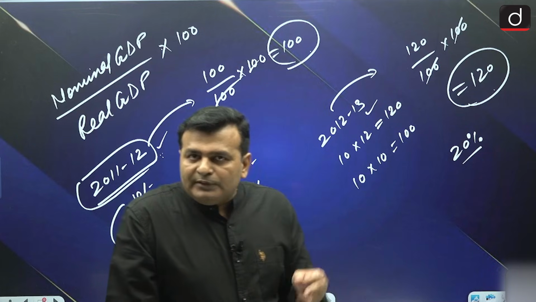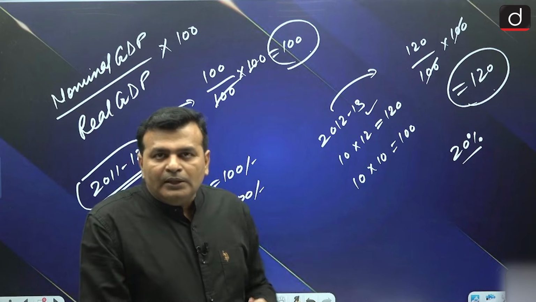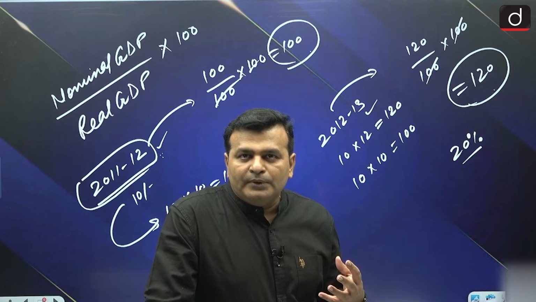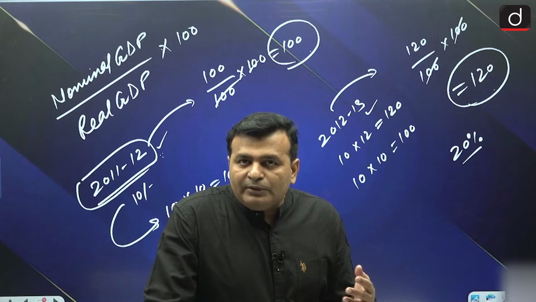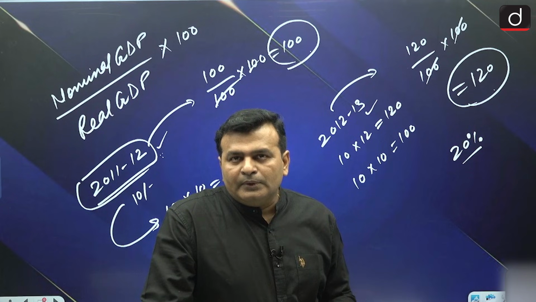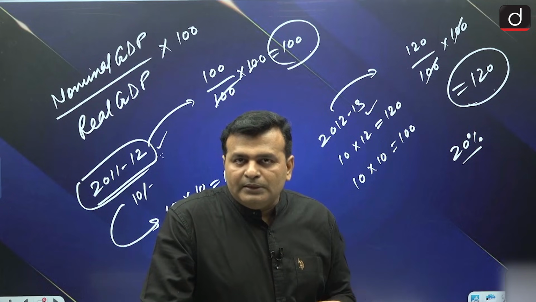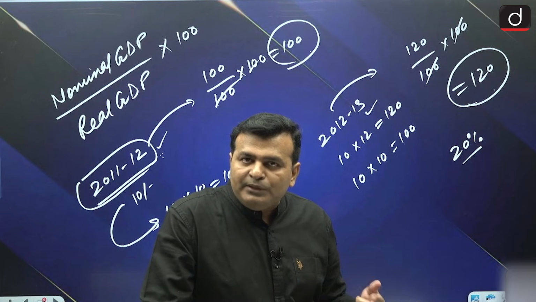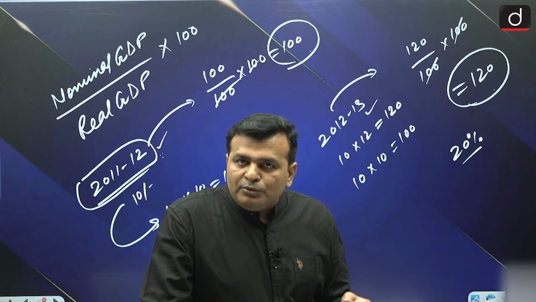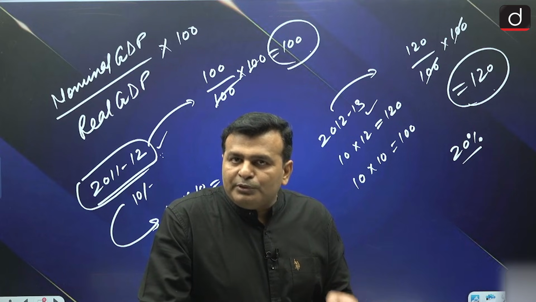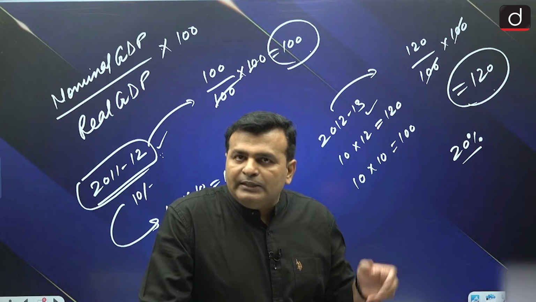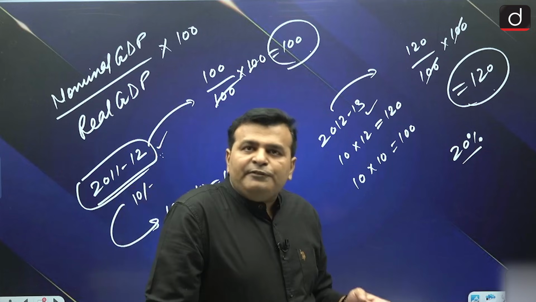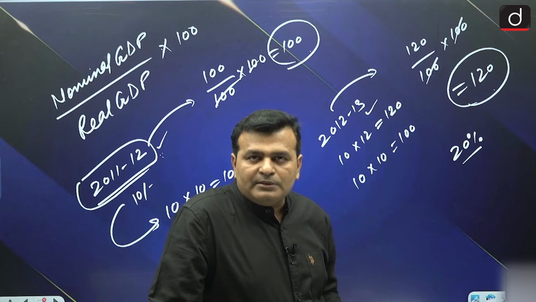The best part of this mechanism is what? It is not using a basket containing goods and services. So the number of items are not limited. In GDP deflator, since we are using the nominal GDP as well as the real GDP of the country, it includes all the goods and services which are being produced in the country in a particular financial year. But even GDP deflator has certain limitations.